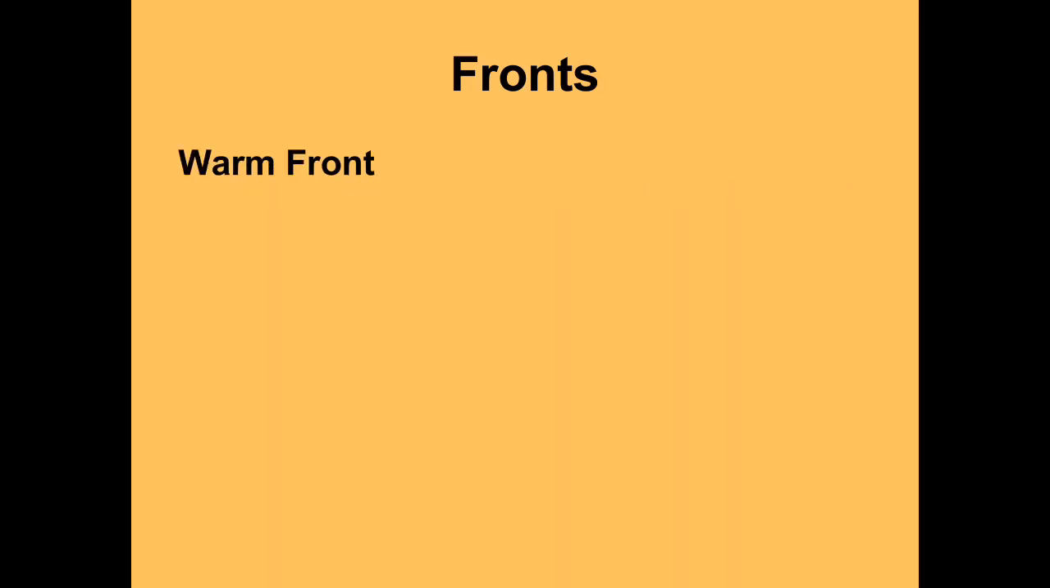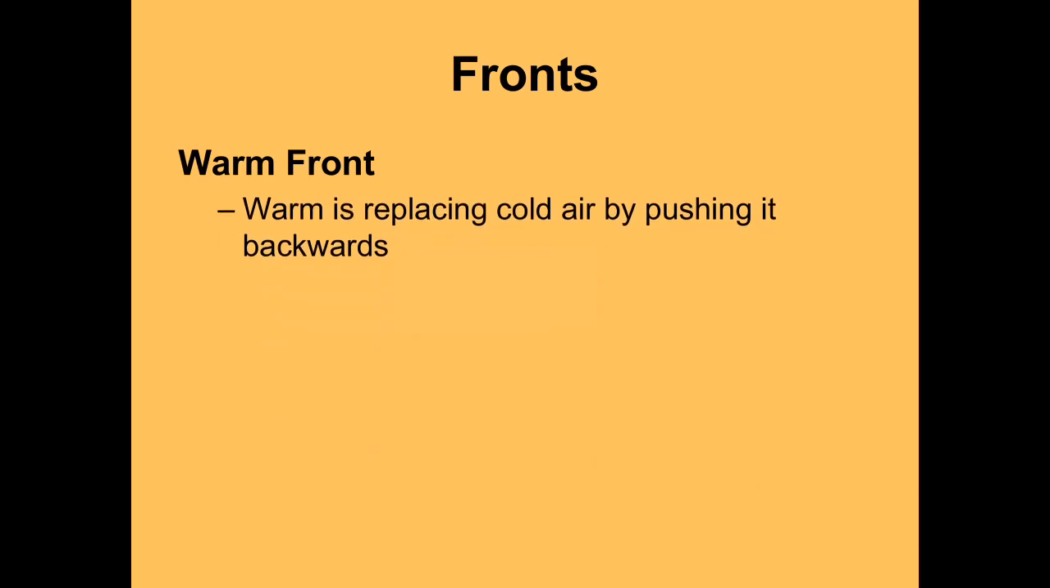Next one's a warm front. Warm air is replacing cold air by pushing it backwards. So the warm air, which is less dense, is coming in and usually at a slower rate. It's a gentle slope because the warm air is not as dense as it's pushing the cold air. It can't push as much. So it kind of rises up over the cold air and pushes forward at a very sharp angle.